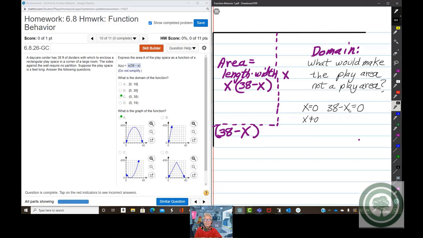Now, if I let 38 minus x be zero, then I'm letting the width be zero. Well, if the width is zero, all of the dividers are slam against the other side of the wall. No kiddo would fit. So if I solve for x here, I get x equals 38. So if x is 38, that's all the feet of dividers I have, and I'm putting them all over here and I don't have a width, so they're slam against this wall. So we cannot let x equal 38 either.